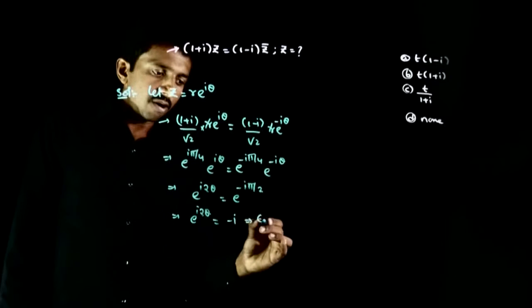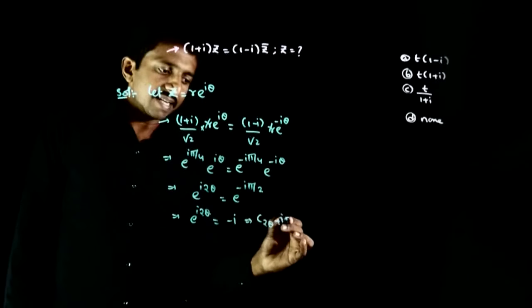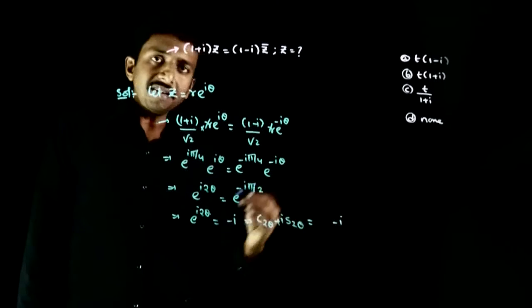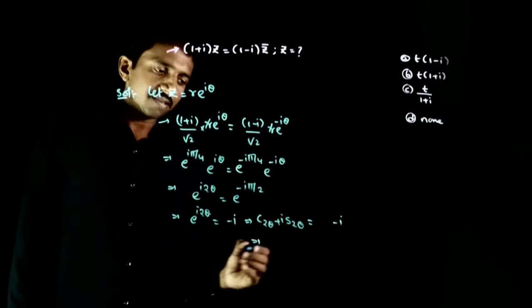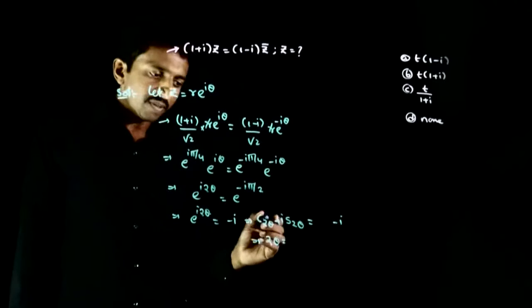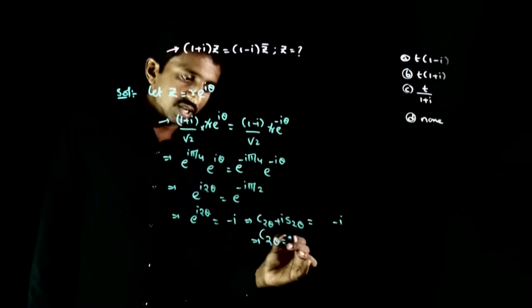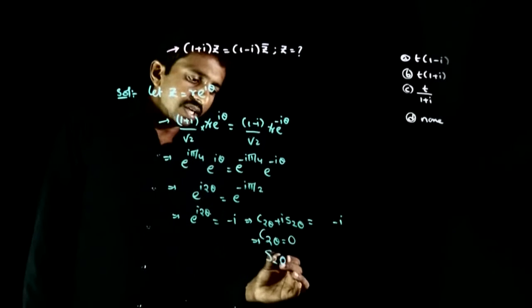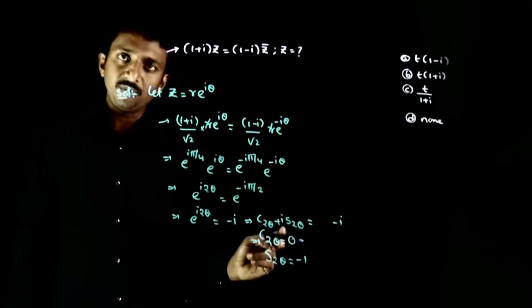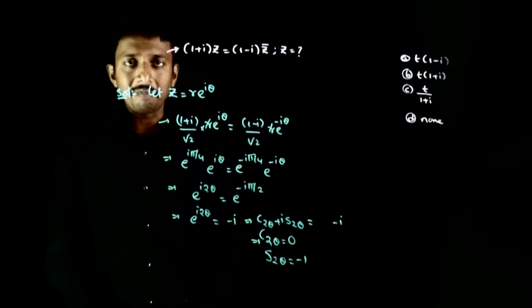This implies cos 2 theta plus i sin 2 theta is equal to minus i. So this implies आपका 2 theta क्या होगा? Cos 2 theta has to be equal to 0, sin 2 theta has to be equal to minus 1.